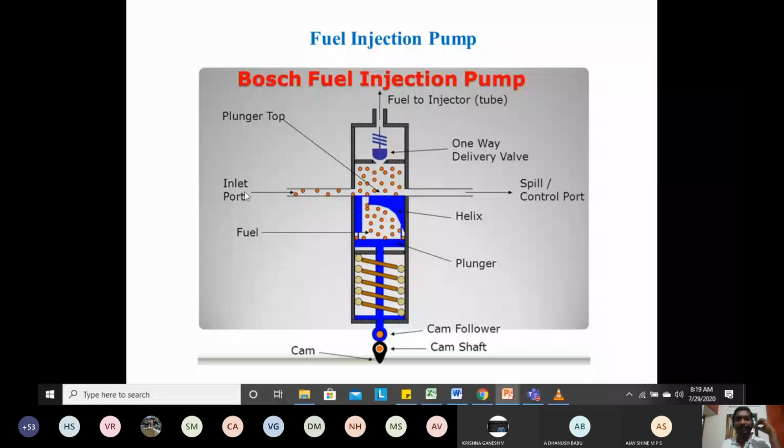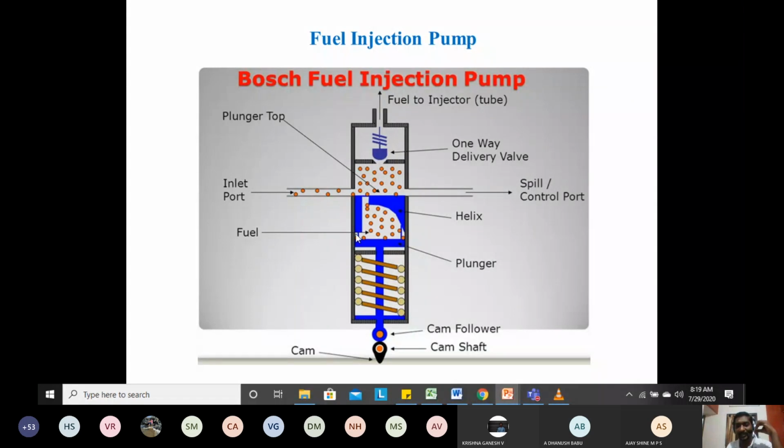So the fuel from the fuel tank, with the help of the fuel supply pump, passes through the fuel filter, and then it enters into the fuel injection pump. This is the fuel injection pump. This is the inlet port through which the fuel is going to enter. So here we are going to have low pressure fuel oil. When it enters into the fuel injection pump, the pressure has to be increased tremendously. That is taken care of by the plunger arrangement.